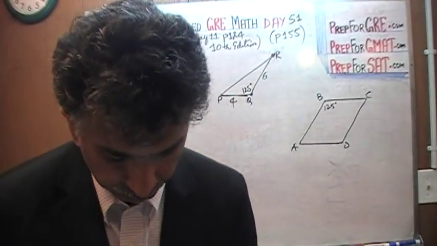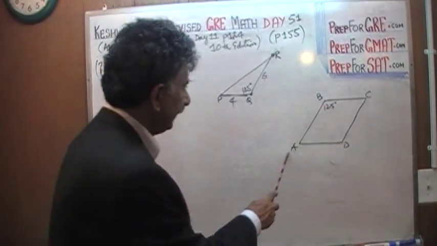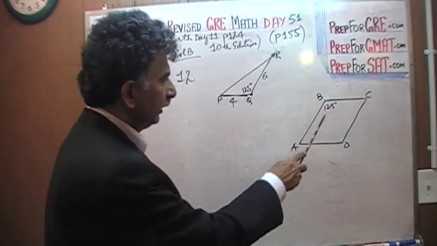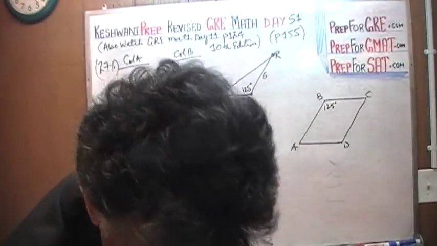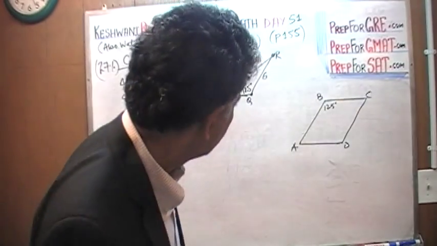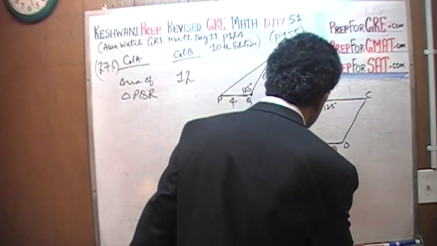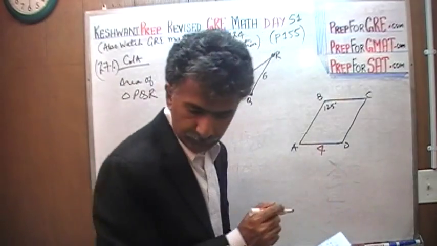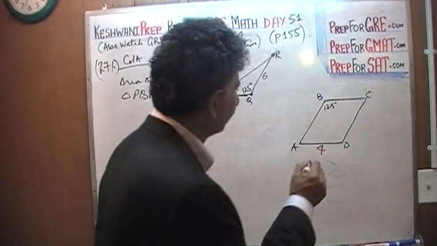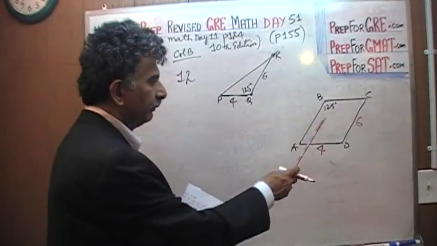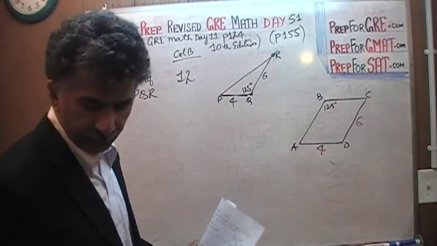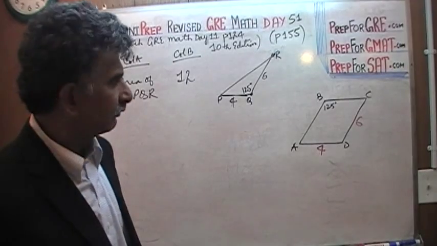So here's the question. We are given a parallelogram ABCD. We are told that this angle is 125. We are also told that AD is 4, and we are told that CD is 6. And we are asked to compare the area of this parallelogram against 24.